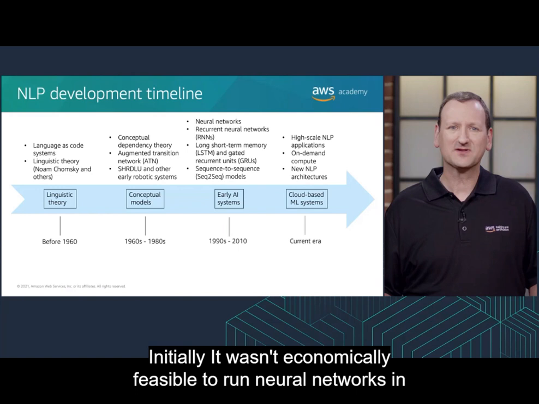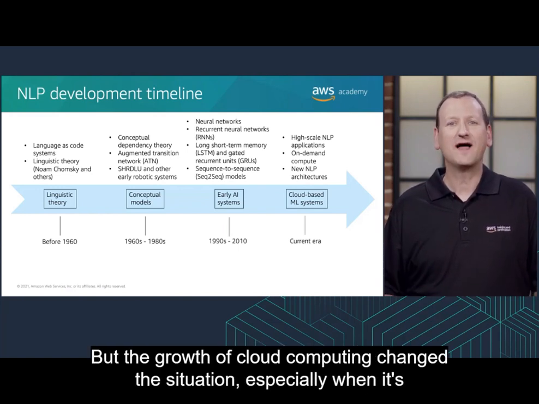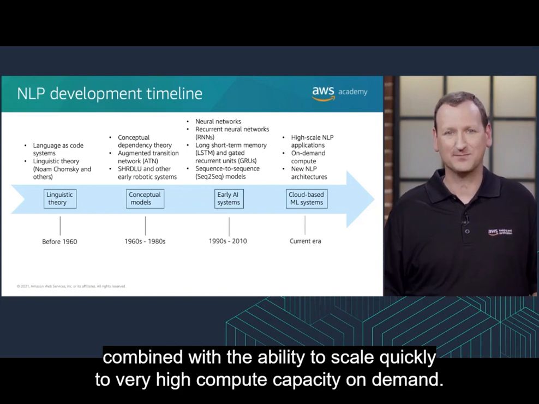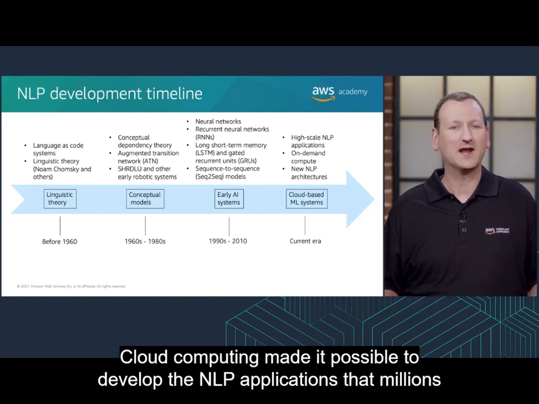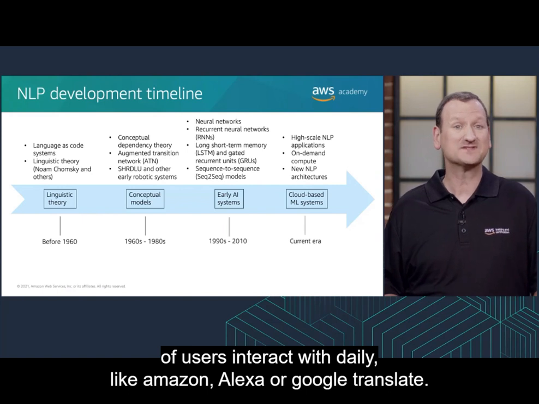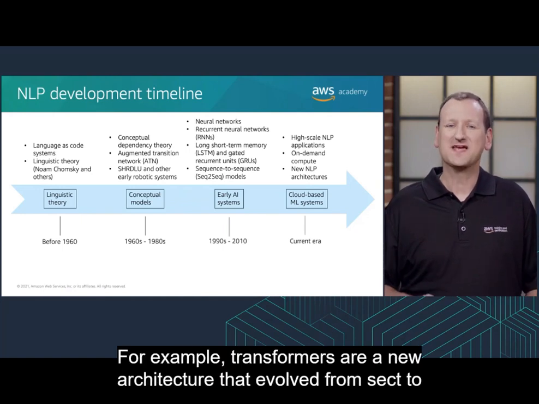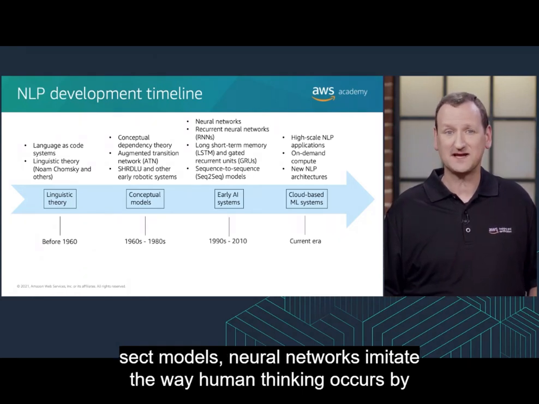Initially, it wasn't economically feasible to run neural networks in large-scale production. But the growth of cloud computing changed this situation, especially when it's combined with the ability to scale quickly to very high compute capacity on demand. Cloud computing made it possible to develop the NLP applications that millions of users interact with daily, like Amazon Alexa or Google Translate. New NLP architectures have been developed in the current era. For example, transformers are a new architecture that evolved from seq-to-seq models.